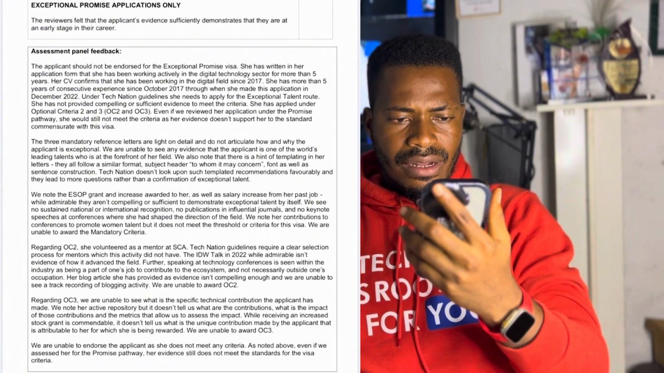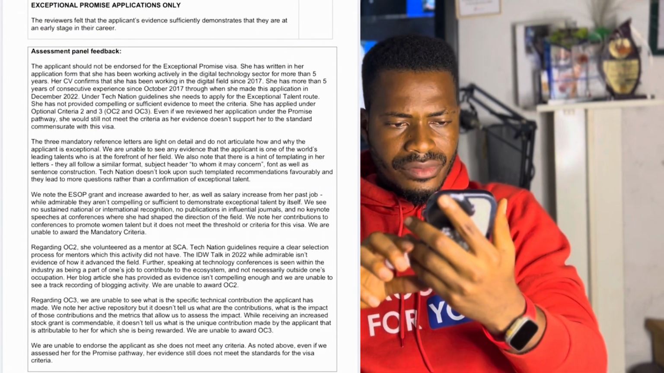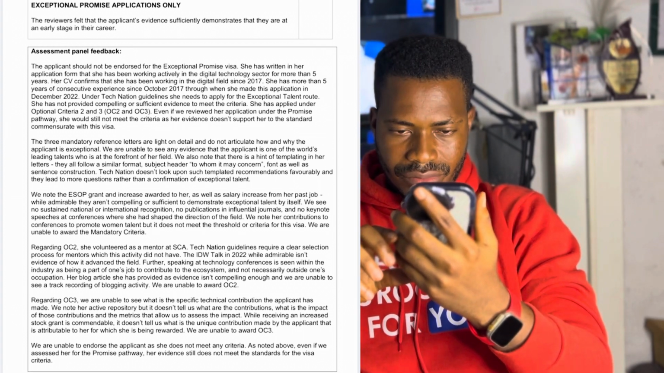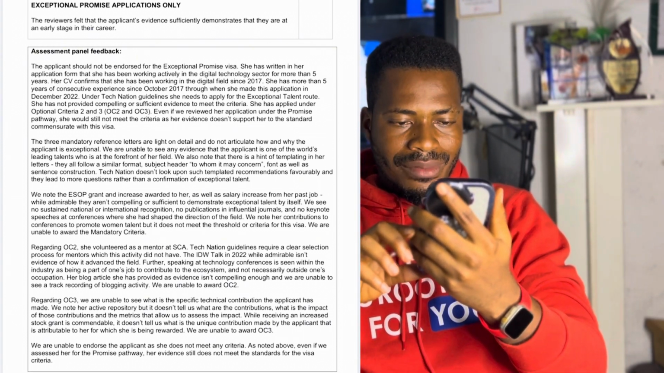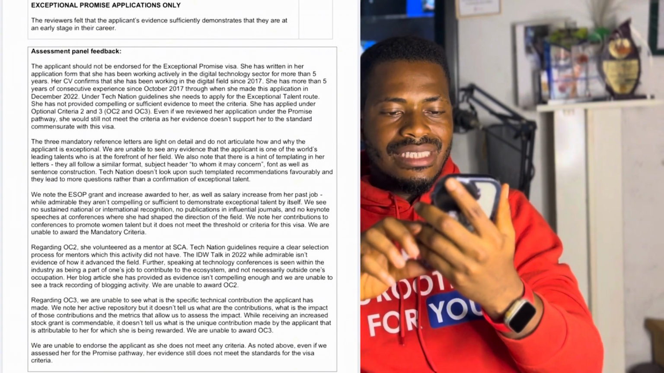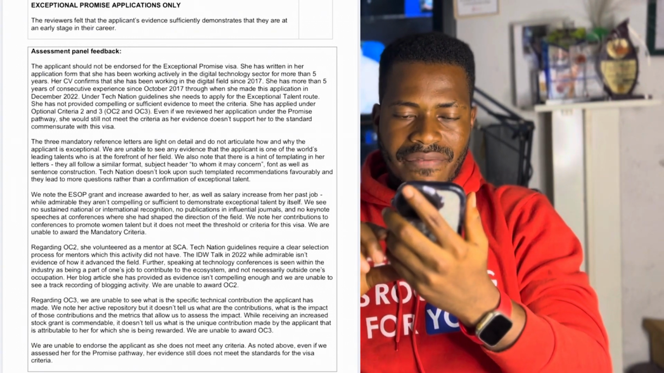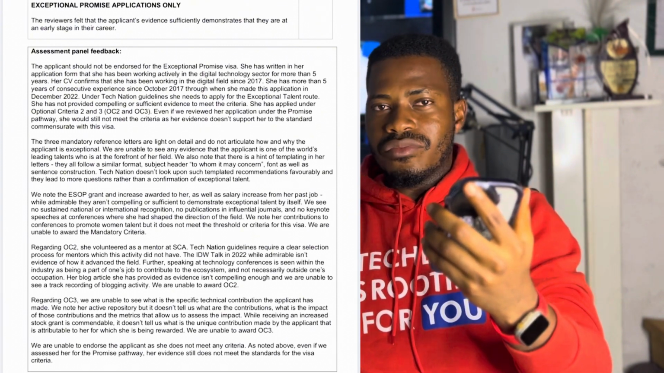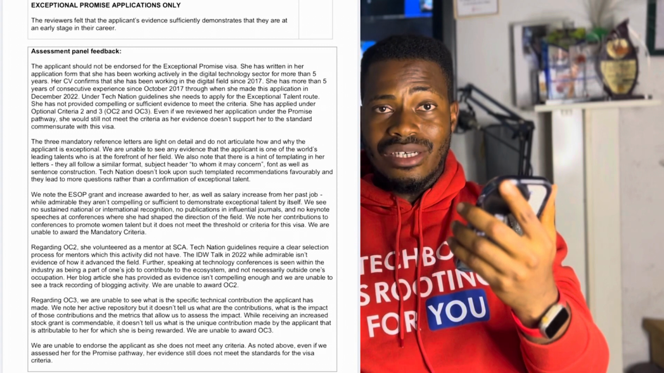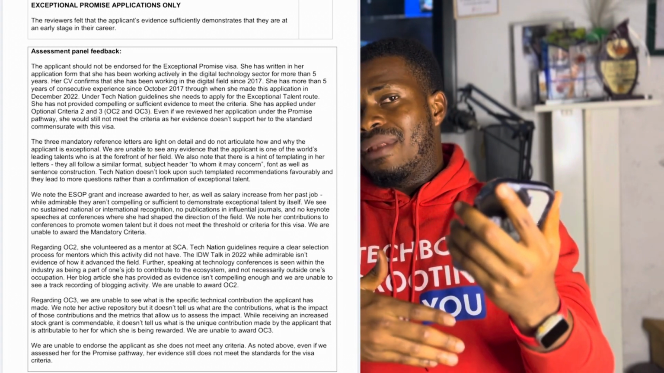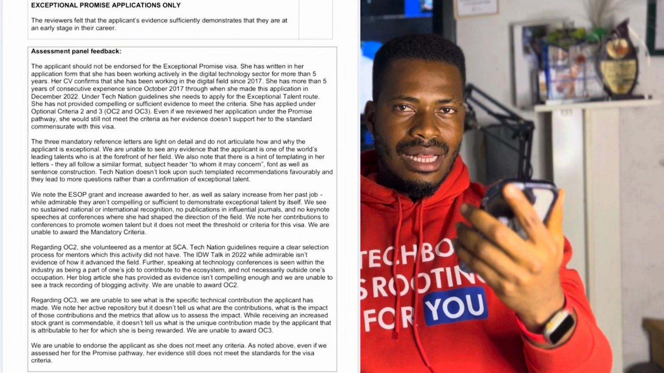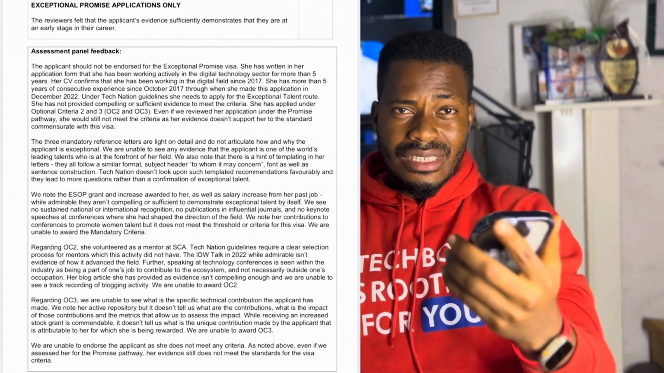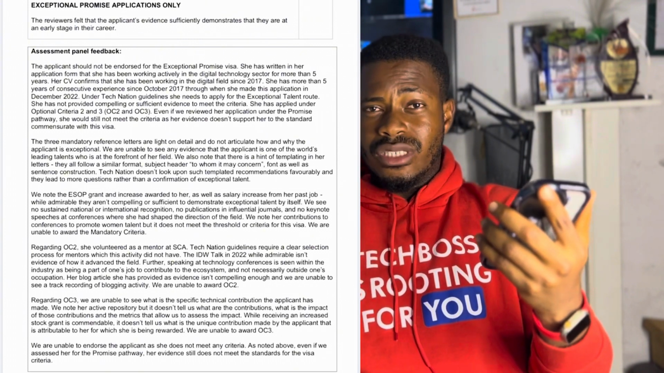Let's go to the first paragraph. In the first paragraph, it said the applicant should not be endorsed for the exceptional promise visa. She has written in her application form that she has been working actively in the digital technology sector for more than 5 years. So she actually has been working in the digital technology sector for more than 5 years, and she applied for exceptional promise. I don't know if she did not read it before she actually applied.